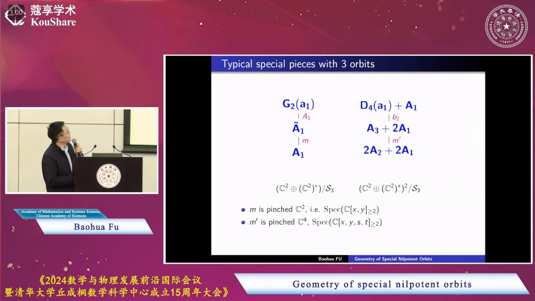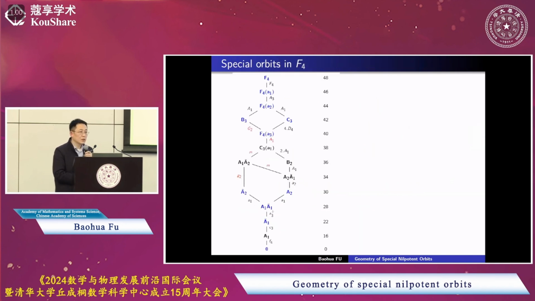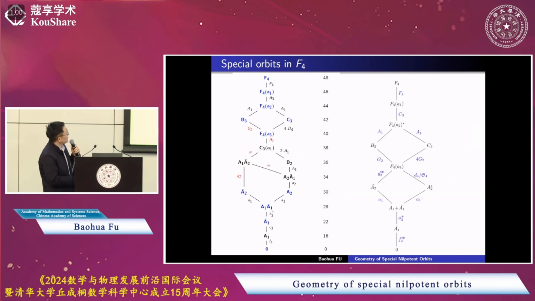For example, if you have a special piece which consists of three orbits, this is the G2 case. This is the E7 case. And in this case, we show the transverse slice of this one is isomorphic to this one. And also this one is isomorphic to this one. And also the bigger special piece, this F4 case. So you have this big piece.